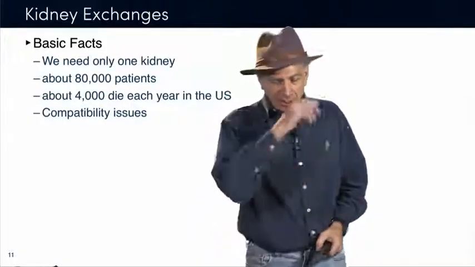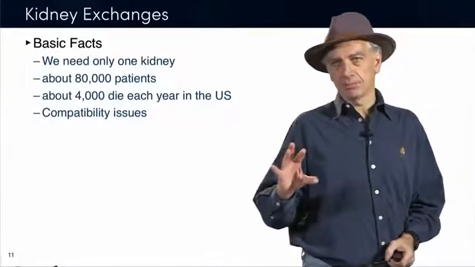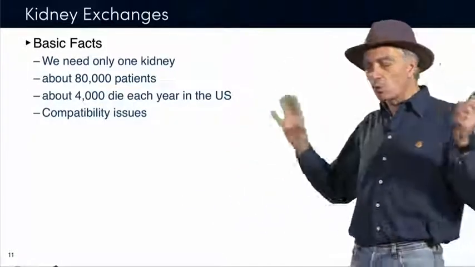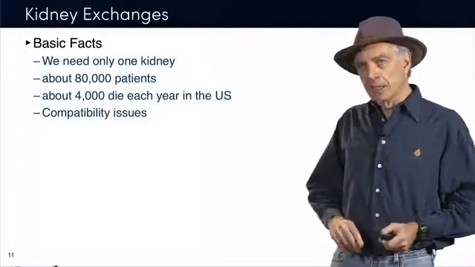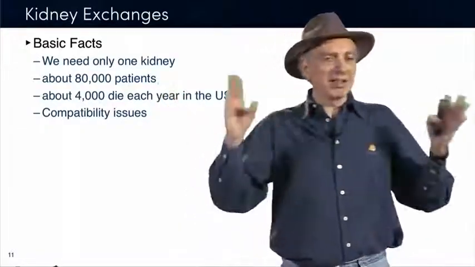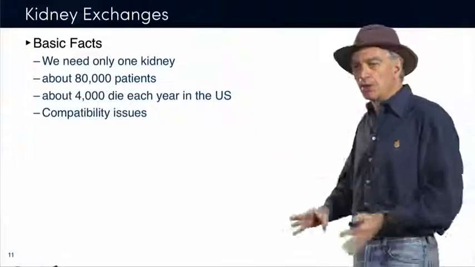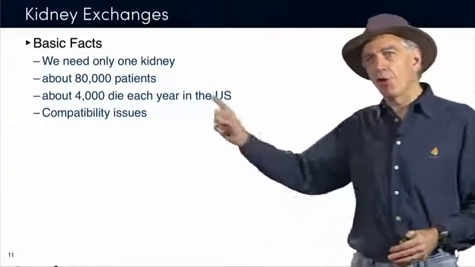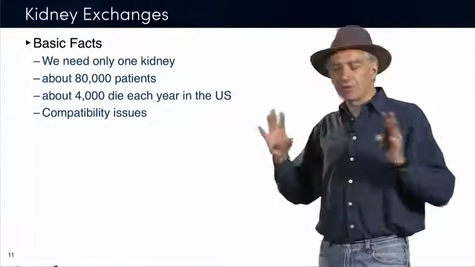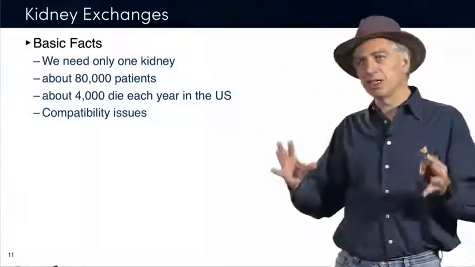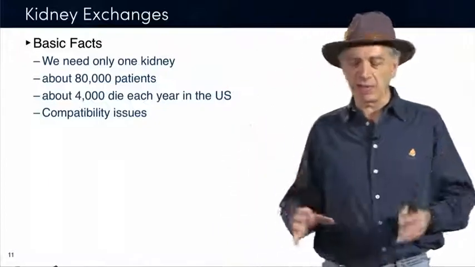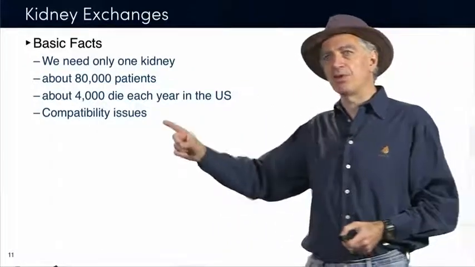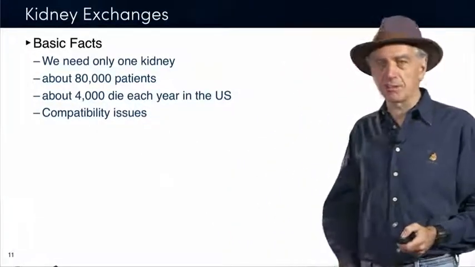The basic fact here medically is that everyone can live with one kidney. But every year there are about 80,000 patients, let's say in the US, who require a kidney transplant. About 4,000 of them every year are going to die because the kidney transplant is not ready. And the reason why that happens is that there are compatibility issues, and I'm going to explain them to you.